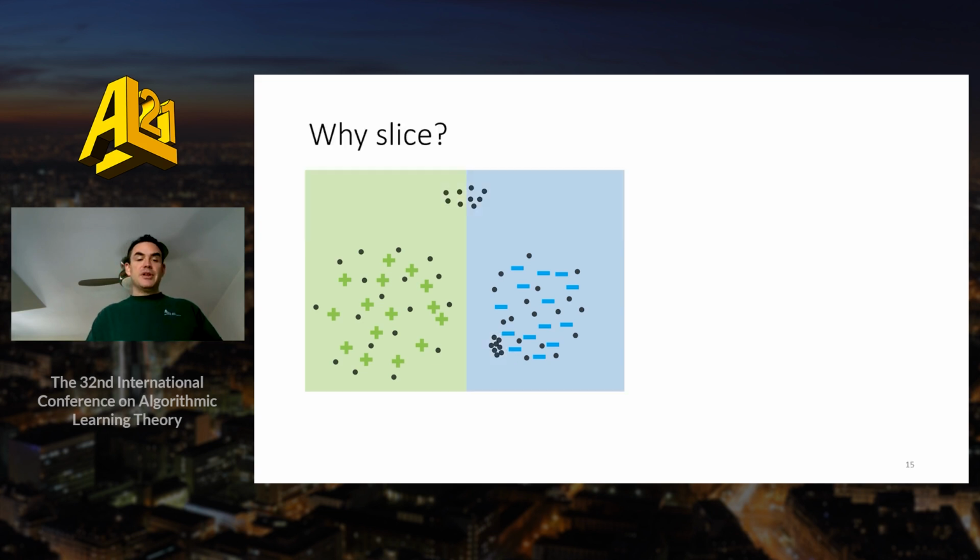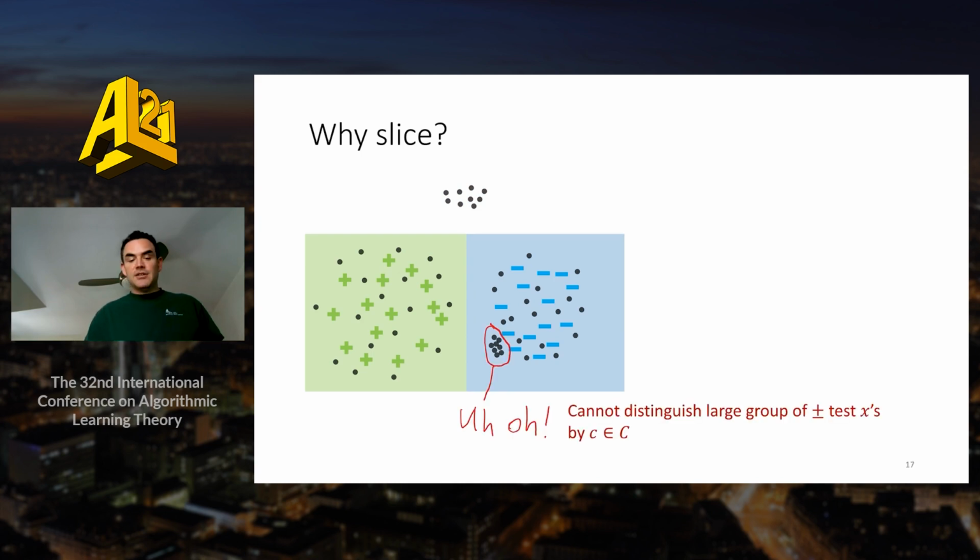And now you might be wondering, why do we need to slice in the first place? Why can't we just try to distinguish the test examples from the training examples? And that's a good question. So the obvious idea is to just try to do that. Well, here we can distinguish all these examples on the top. You don't need to slice. But we cannot distinguish this group on the bottom.